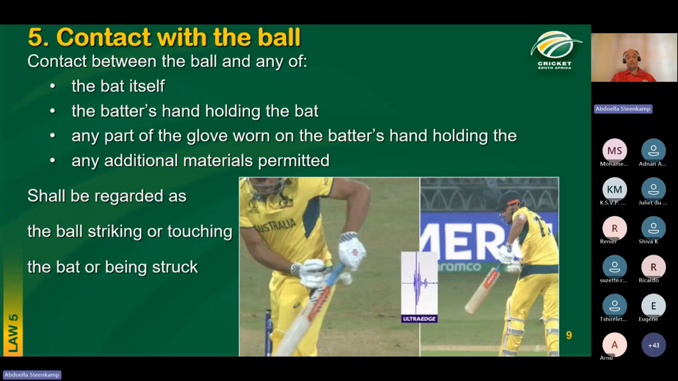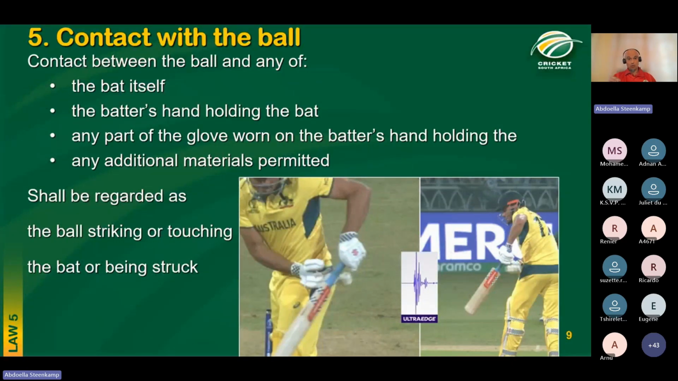If you look at this picture, this is Marcus Stoinis. The ball went down the leg side. If you look at the left and the right picture, and in the middle you see Ultra Edge, there is a clear spike. So there is no doubt that the ball touched the glove. But if you look closely at the two pictures, you can see that Marcus's right hand is not holding the bat and the ball makes contact with the right hand.